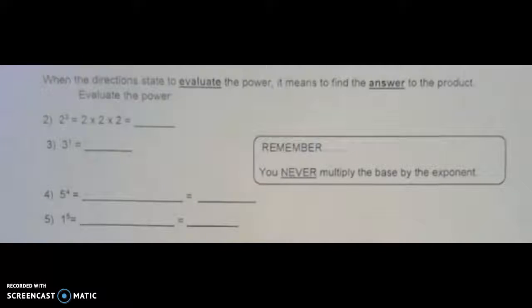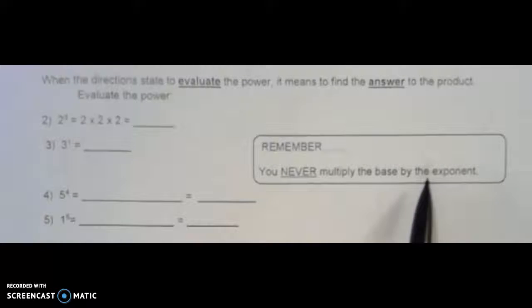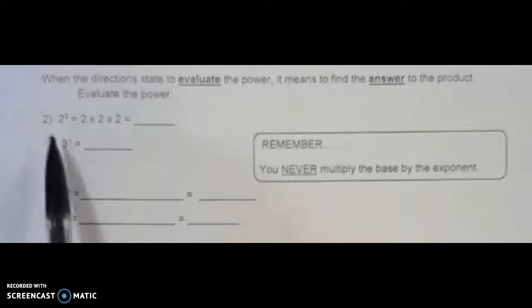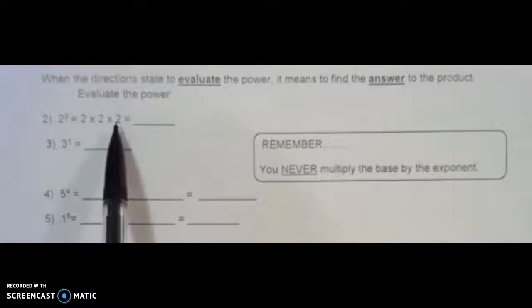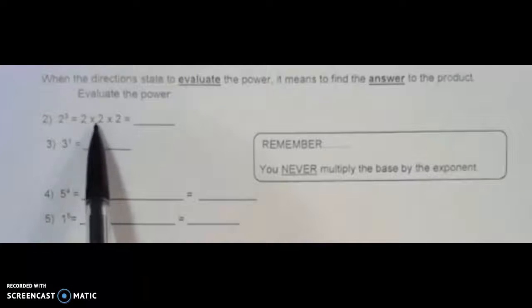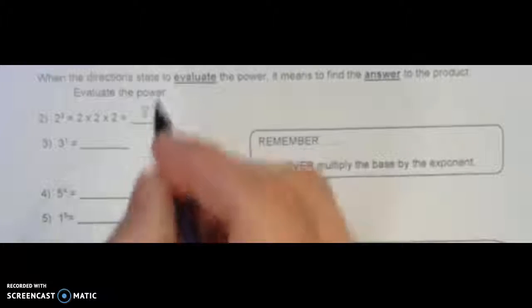When the directions state to evaluate the power, it means to find the answer to the product. And it's also important to remember that you never multiply the base by the exponent. In this example, 2 to the third does not mean 2 times 3, but it means 2 times 2 times 2. This is the expanded form, and we want the answer, so we're going to evaluate this. 2 times 2 is 4. 4 times 2 is 8.